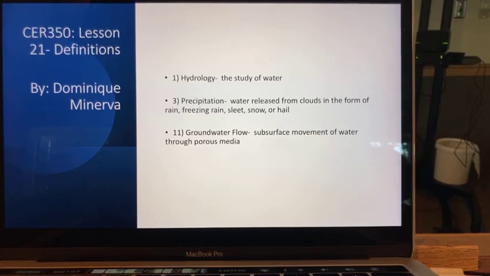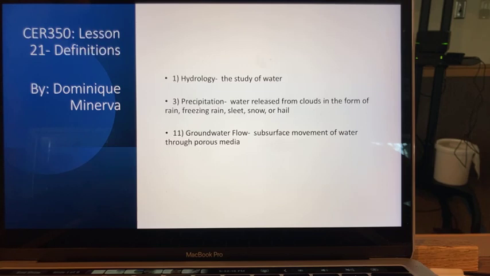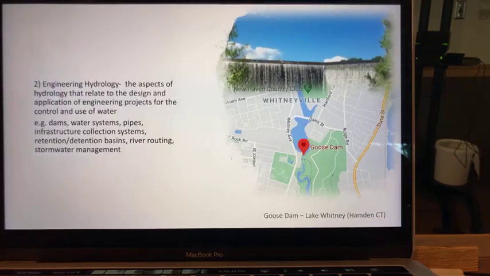Okay, so these are my definitions for the lesson 21 assignment. These three aren't in order just because they don't have pictures associated with them, so I figured I would put these three on one slide together because the other ones all have pictures. 1, hydrology, the study of water. 3, precipitation, water released from clouds in the form of rain, freezing rain, sleet, snow, or hail. 11, groundwater flow, subsurface movement of water through porous media.